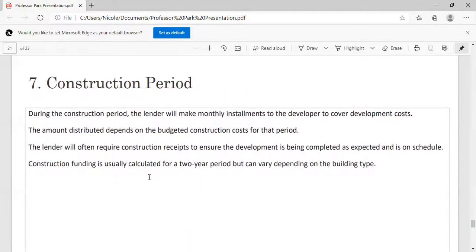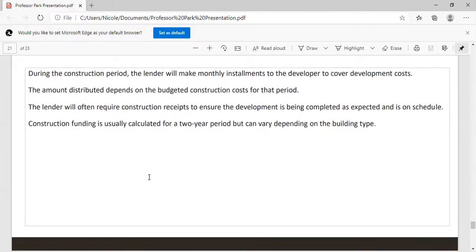So during the construction period, the lender will make monthly installments to a developer to cover the cost of construction. And the amount depends on what has been budgeted. So again, if things get delayed, this increases the cost because you still have to pay your construction workers, you still have to pay the people in your office, all the overhead. So you really don't want anything to delay the project at all.